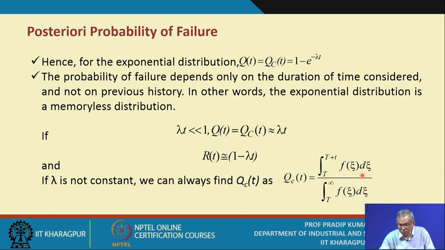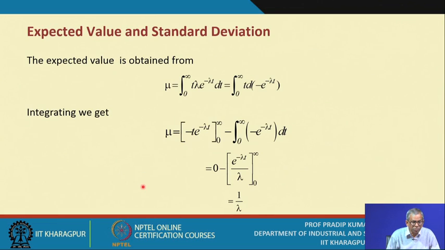That means, in the numerator you have the integration from t to t plus small t of f(xi) d xi, divided by the integration from t to infinity of f(xi) d xi. This is the way we get the expression when lambda is not constant. So you proceed this way, and what is the expected value and the standard deviation?